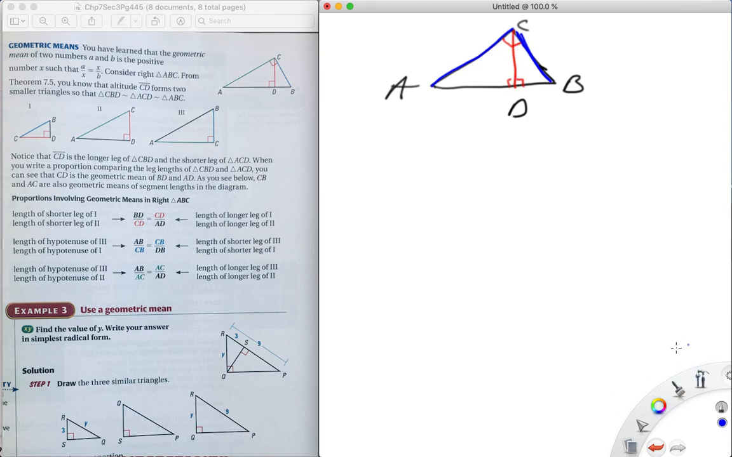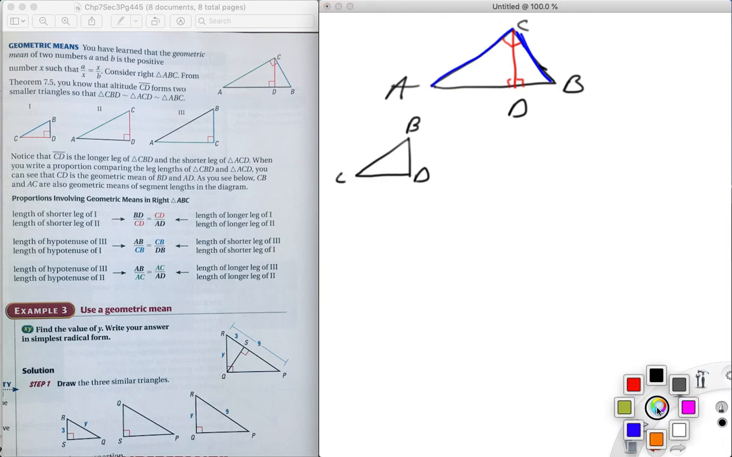They call them longer, shorter. We can put these into three triangles here. They call this triangle number 1, which is the smallest triangle, and it's BDC. If we look at the triangle, the hypotenuse is CB, so this is in blue. And this is the longer leg of the shorter triangle, so CD is in the red.